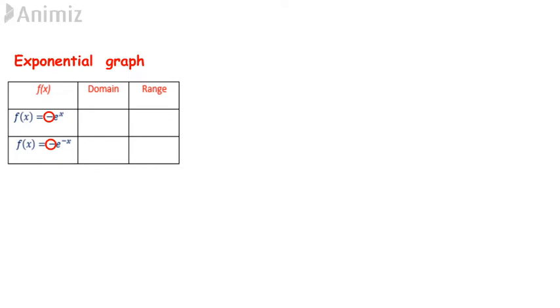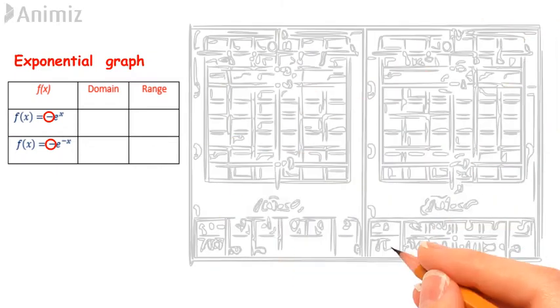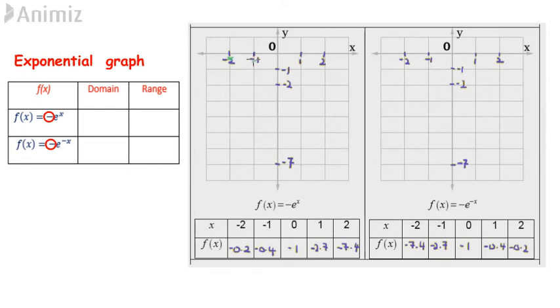For the function negative e raised to the power x, plot negative 2, negative 0.2; negative 1, negative 0.4; 0, negative 1; 1, negative 2.7; and 2, negative 7.4. Draw a smooth curve to connect all these points. The curve exists below the x-axis and travels towards negative infinity. Label the curve f(x) equals negative e to the power of x.